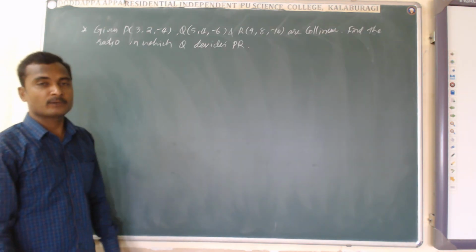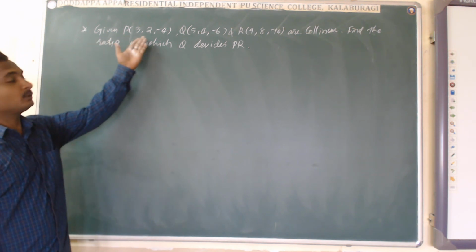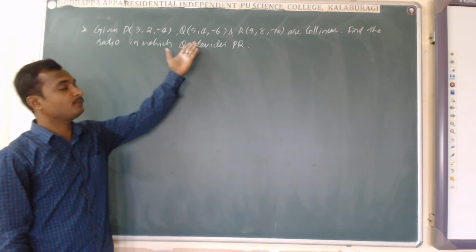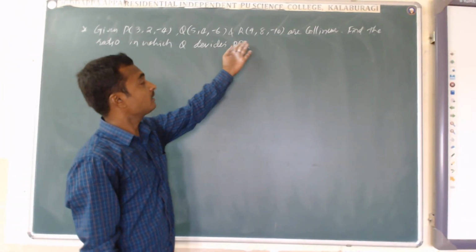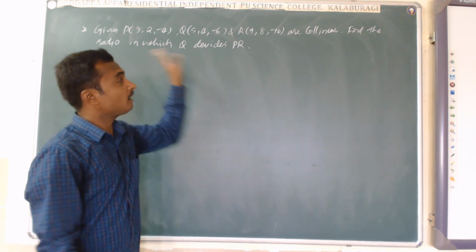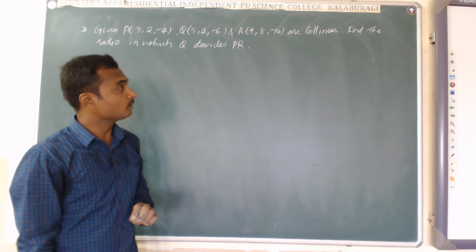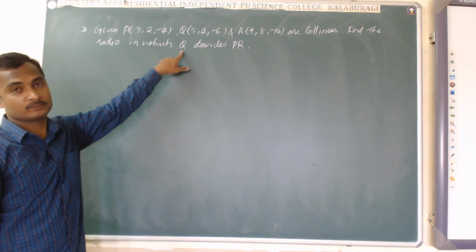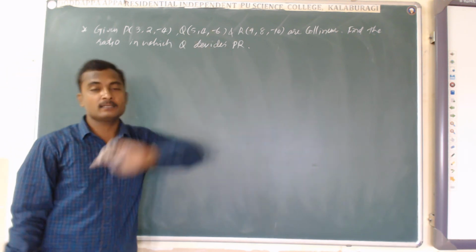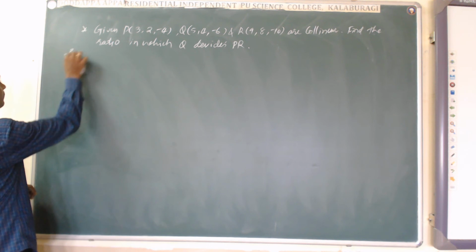Okay students, one more example we will solve. Look at the question. Given that the points P (3, 2, -4), Q (5, 4, -6) and R (9, 8, -10) are collinear, we have to find the ratio in which the point Q divides PR. So we look at the solution.